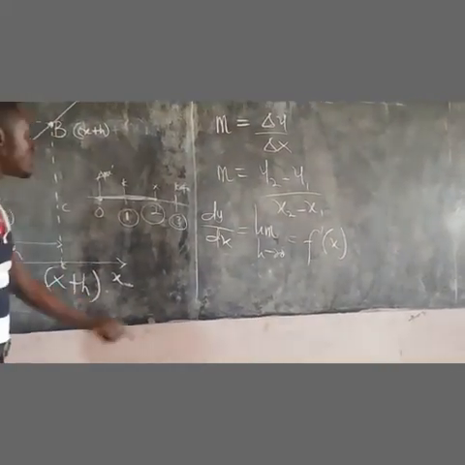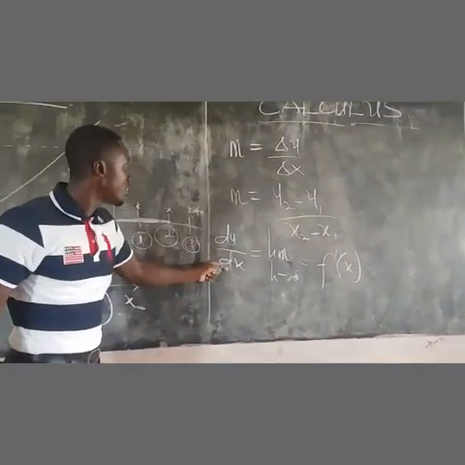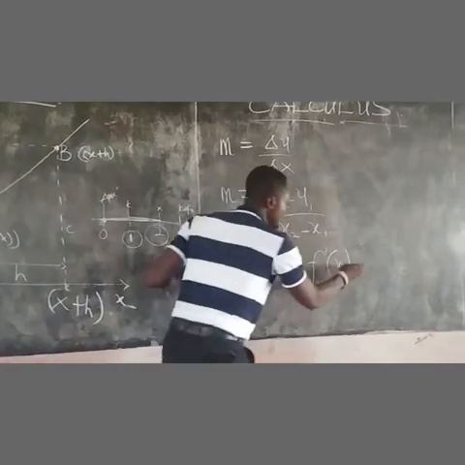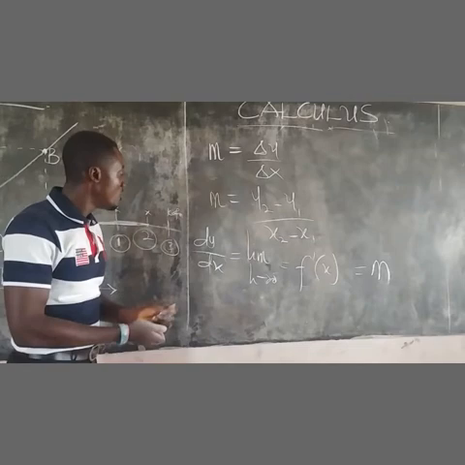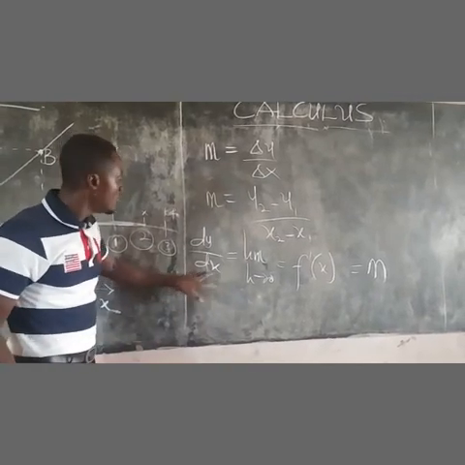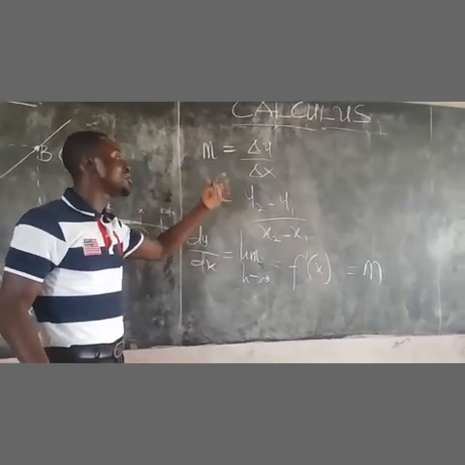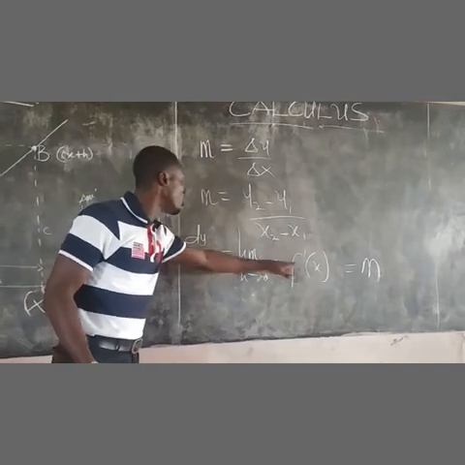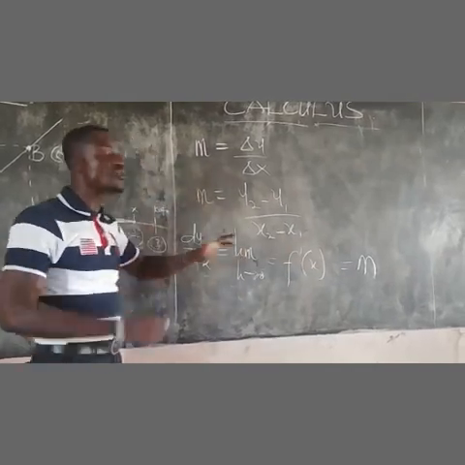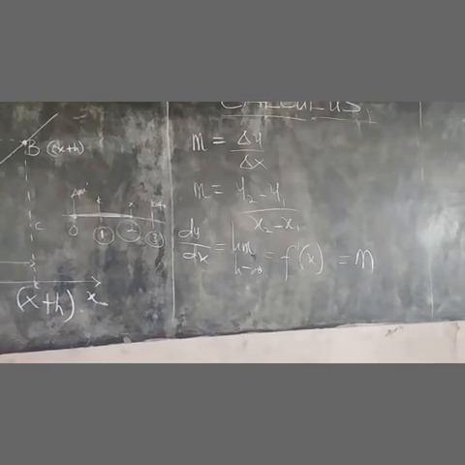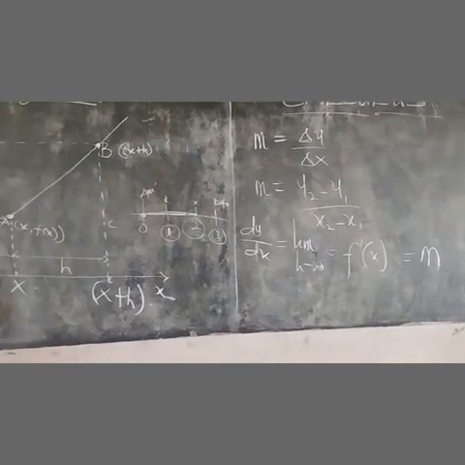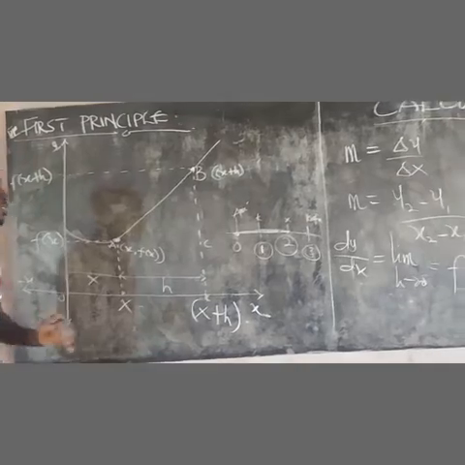So now we can substitute dy/dx, and this is the same as your gradient. So this gradient m that we see here, you can substitute dy/dx. You can substitute the limit as h approaches 0 or f prime of x. You can substitute any of them depending on the variables that you are using. Don't forget. So now let's continue with our calculation.